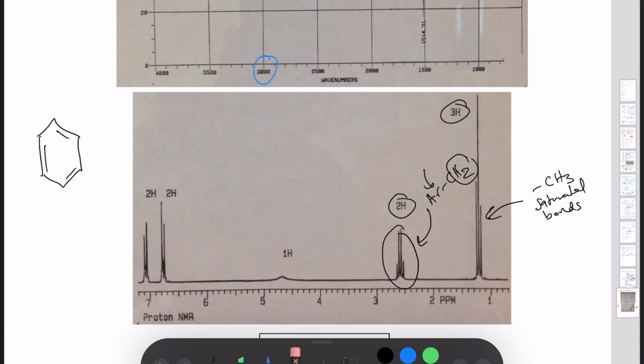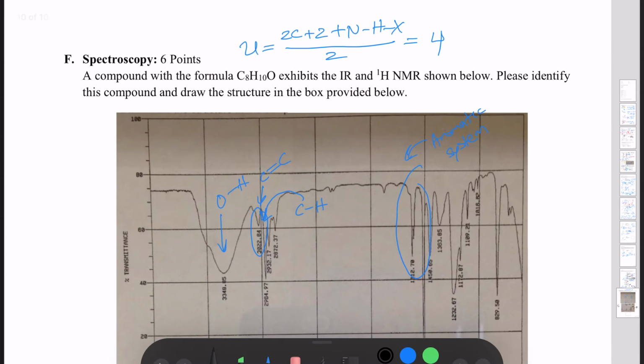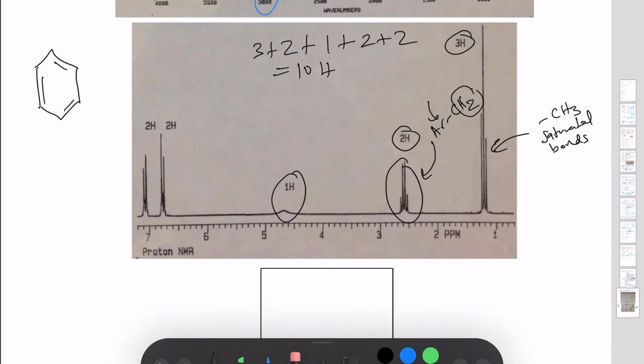Now here's a little bit of a trickier one. There's a 1 right here, and it's a small little peak. You might be tempted to ignore it, but as a check, if you count the number of hydrogens from the integration, there's 3 plus 2 plus 1 plus 2 plus 2. This gives us a total of 10 protons, and if we look back at the chemical formula, there's 10 protons. So we really can't ignore this peak. If you look at a chart of the corresponding groups for these types of peaks, you learn that this is a peak for an OH group attached to an aromatic system.